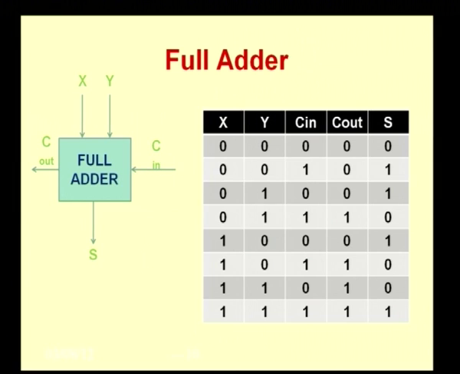So, now coming to the full adder. What is the difference between the half adder and the full adder? We know that a half adder just takes 2 1-bit numbers and produces a sum and a carry. But when you are actually doing any addition, remember that we may also have to add a carry which comes from a previous position.